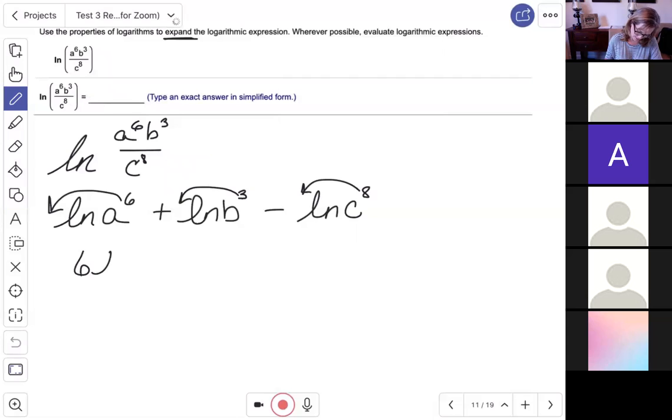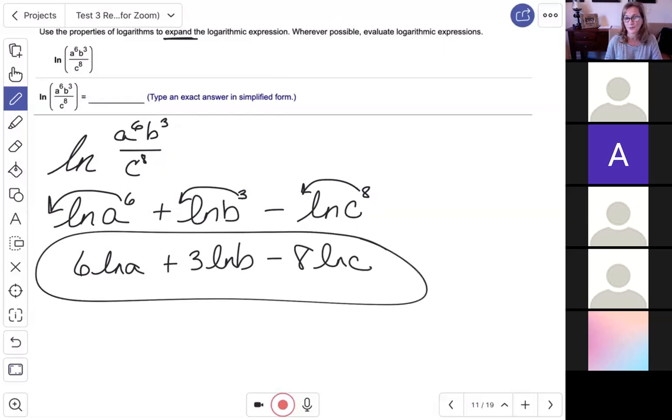So you can say that's 6 log a plus 3 log b minus 8 log c. That is all they're asking for. They just want it in expanded form, just to show that you know the rules. All right, so there's 2 of those. I can't remember, there could be 2 of these on the test. I'm just not sure. You'll definitely be asked to expand. Okay, so there's that one. That's all you could do.